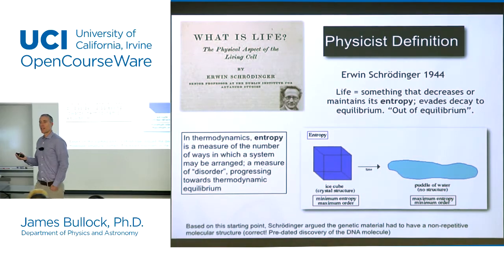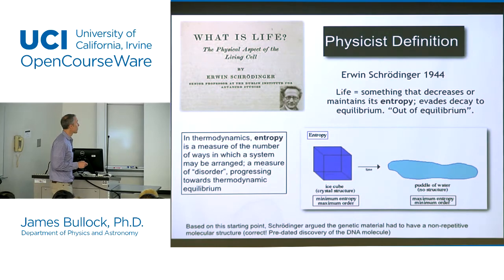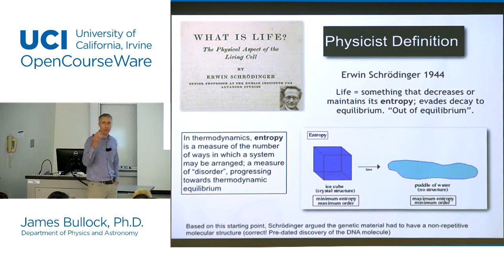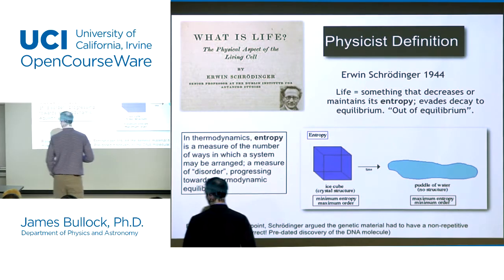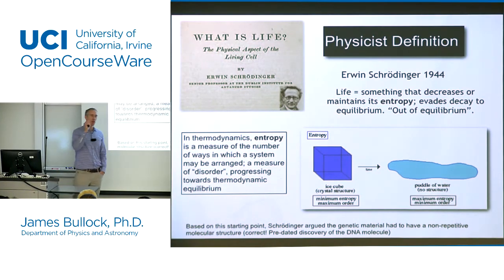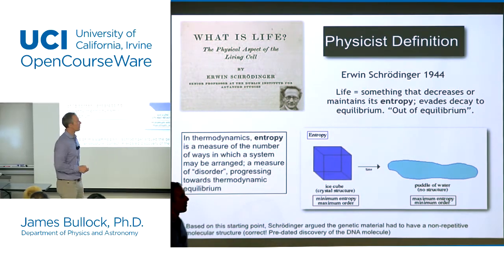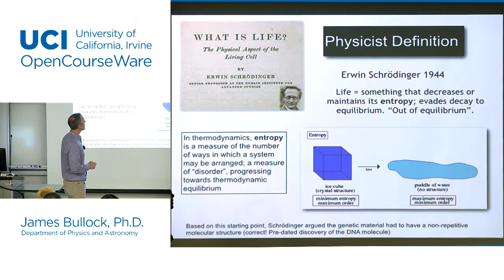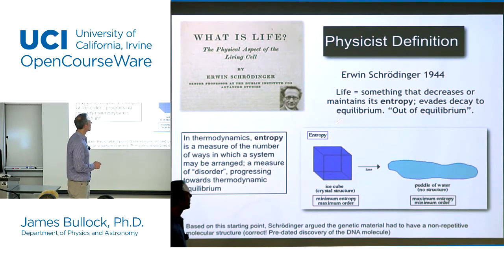There's a really interesting idea that comes to us from the world of physics, specifically Edward Schrödinger. So Schrödinger is famous sort of for developing quantum mechanics, one of the very famous physicists of the 20th century. He said life, you could define something as being alive in physics, is if it's something that decreases or maintains its entropy. Okay, and entropy is a physics word that I'll talk about in a second. It evades decay from equilibrium.